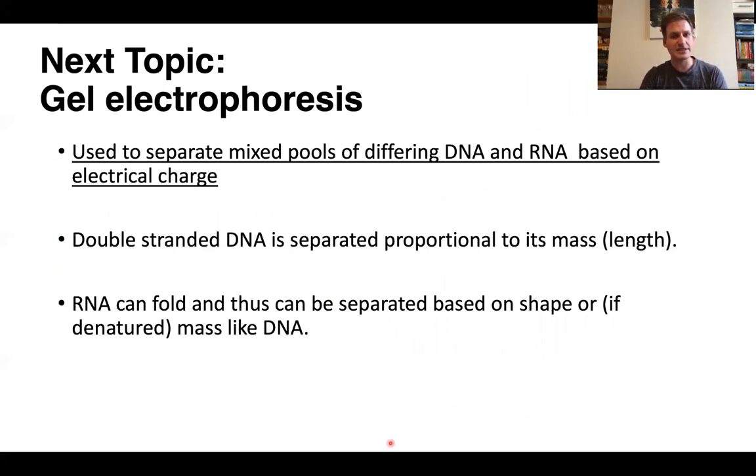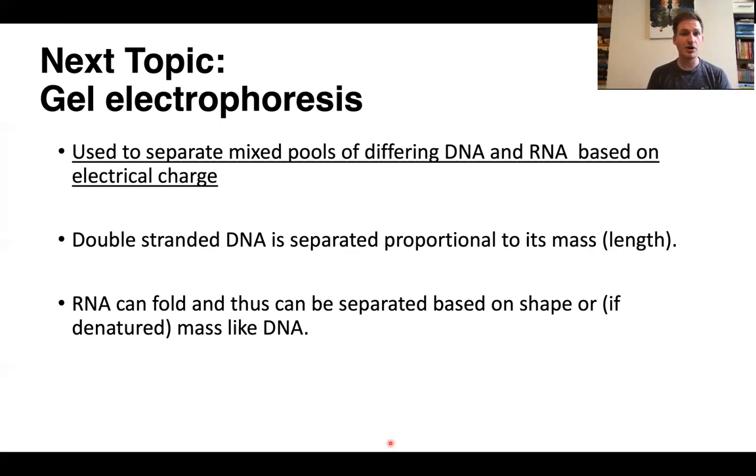But once you have a successful PCR, you would want to analyze that sequence that you've created. One of the most useful tools is a technique called gel electrophoresis. And it's used to separate mixed pools of differing RNA and DNA based on their electrical charge. And this electrical charge is more or less proportional to its mass, which infers its length, because DNA is a linear polymer.